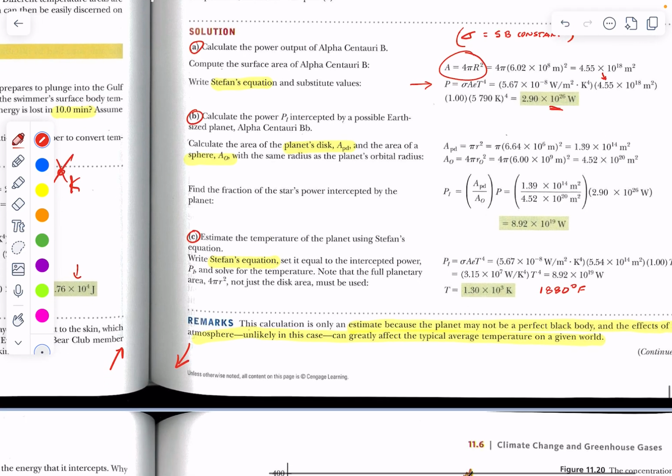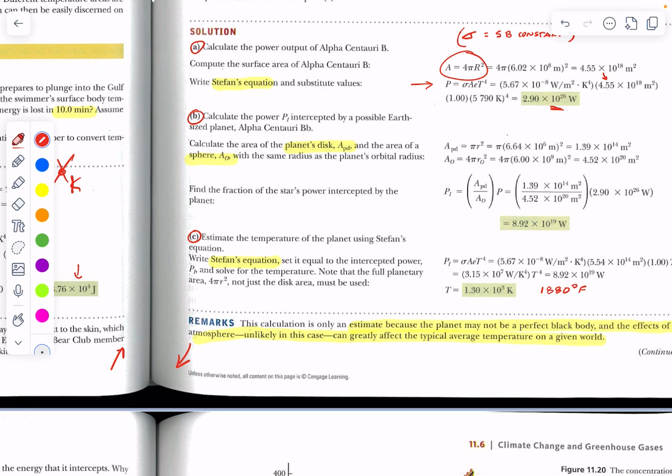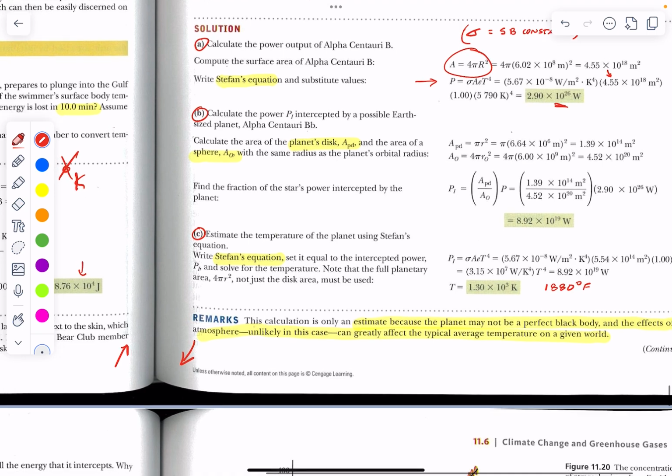And then down here, we can compare the surface area of our star to the surface area of the object that's eclipsing the star, the planet, and find our ratio by plugging these numbers into the ratio. And we get the fraction of my power that's actually striking the planet's disk.